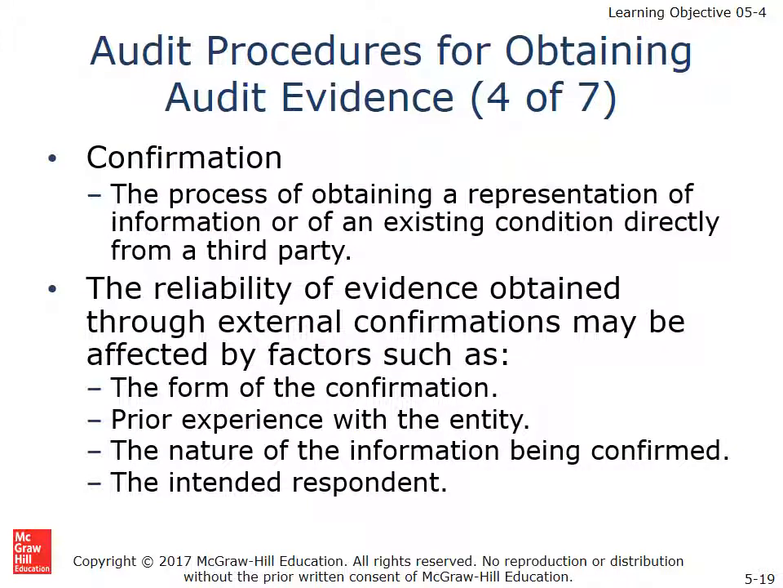Confirmation process, which is probably one of the most reliable. It's a process of obtaining a representation of information or of an existing condition from a third party. So we can confirm, and these are great. At the bottom of page 141 are some common confirmations sent out. We can confirm with the bank the cash balance. We can confirm with customers their accounts receivable balance.